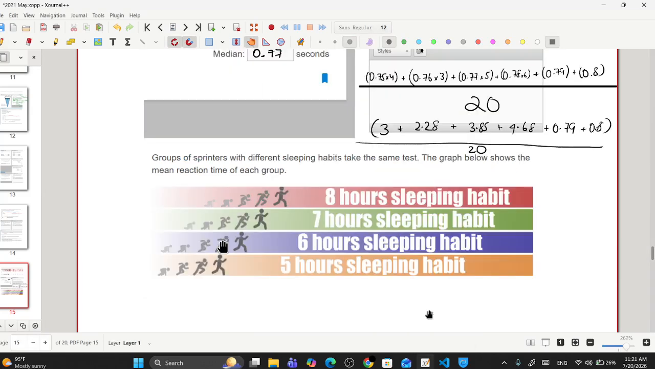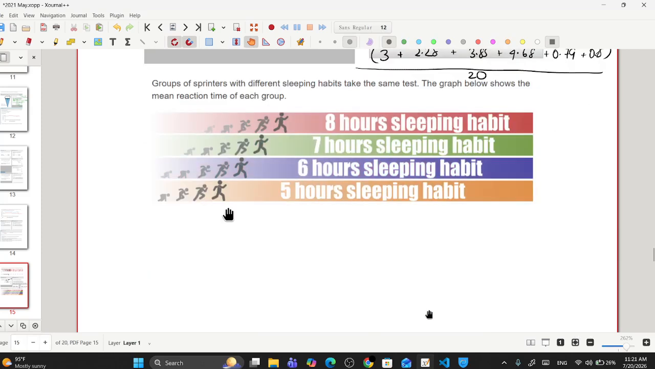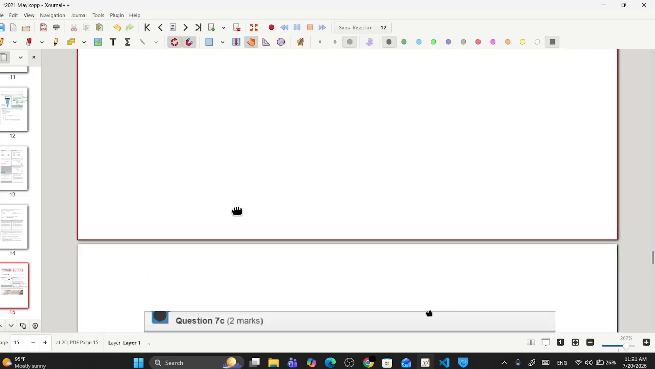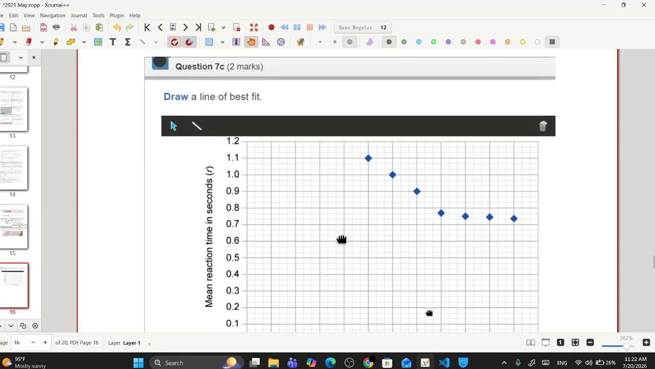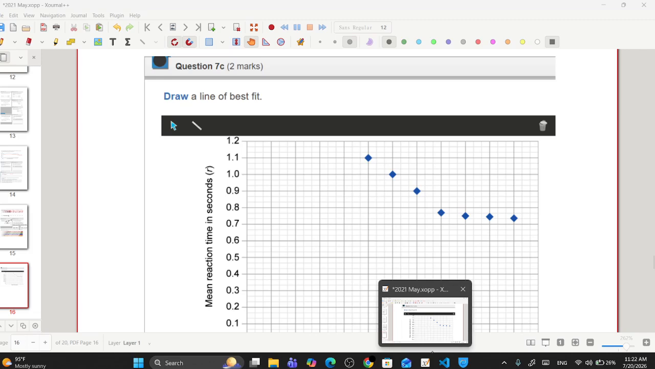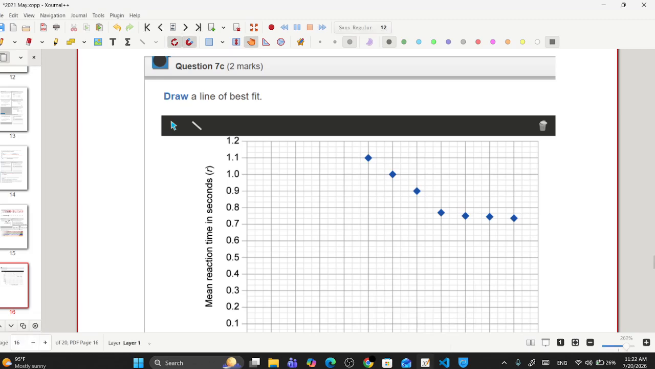After that, draw a line of best fit. Okay, line of best fit. What basically happens in a line of best fit? In the line of best fit, we try to ensure that the number of points above are equivalent to the number of points below the line.